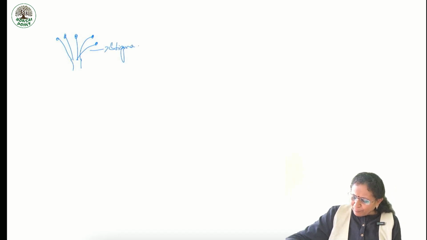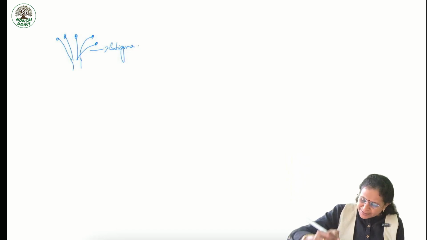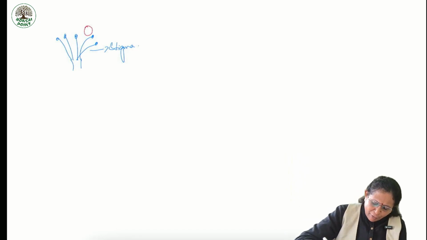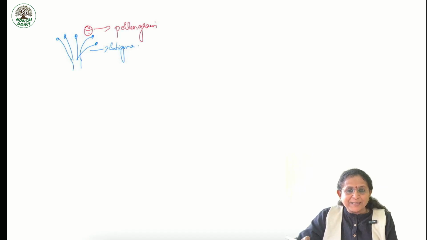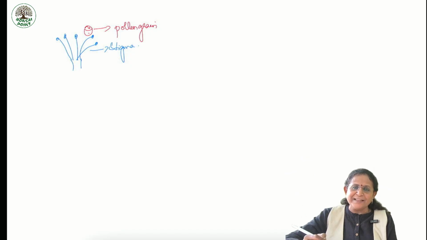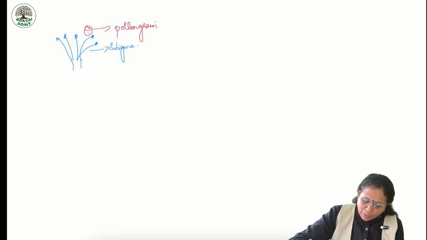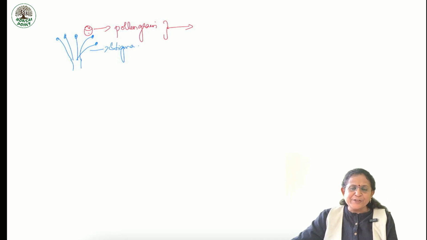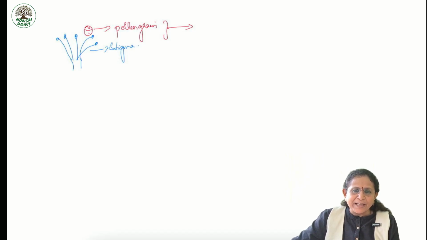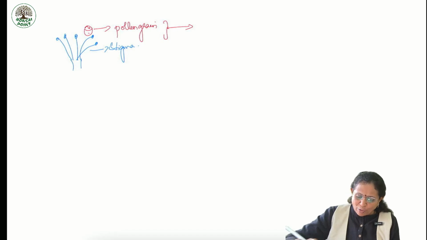Okay. When the pollen grain of the same species falls on the stigma of a flower, that pollen grain is compatible. Pollen grain and the stigma should be compatible, that means they should be of the same species. Only then what happens to this pollen grain? Let us see. It shows further development on the stigma. That means a male gametophyte is formed.